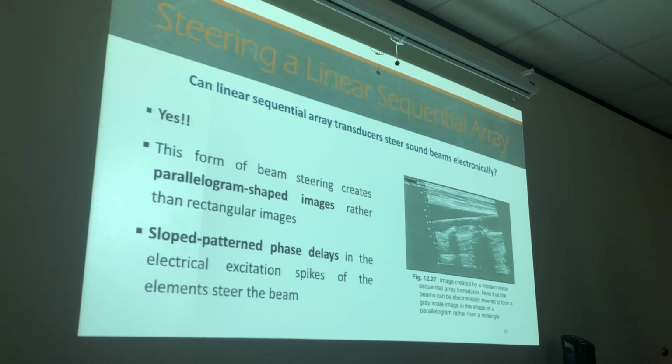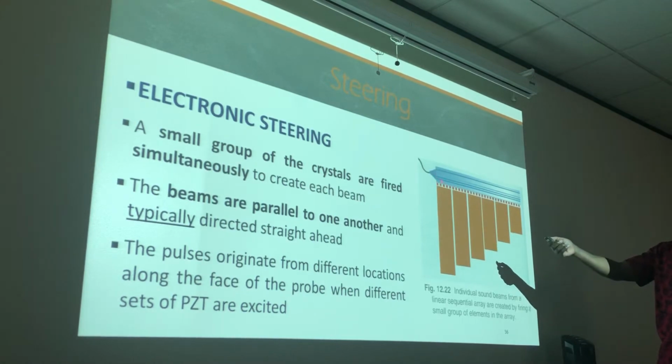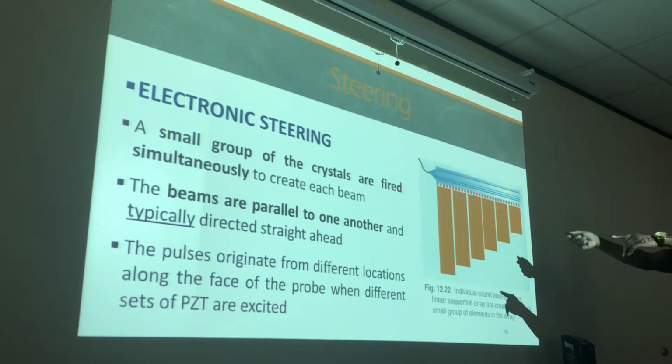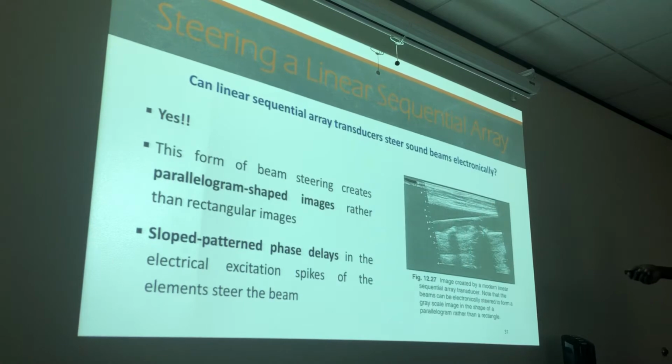Create beam steering for this linear switched array transducer. Remember, the slope is what steers it. So even though I'm using these five, if I had a slope going this way, then our beam is going to be steered that way, correct? They're all going to have a slope because they're all going to be steered in the same direction, to create that parallelogram shaped image.